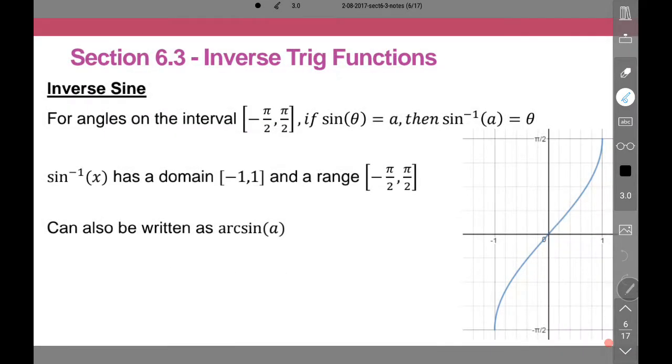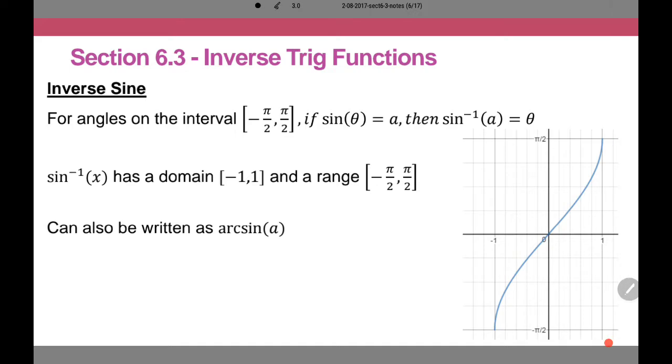So when we look at these, we need to look at a couple things. For angles in that interval for sine, between negative pi over 2 and positive pi over 2, if the sine of an angle theta is equal to a, then the inverse sine of a is equal to the angle theta. So the inverse sine function has a domain from -1 to +1, and the range is going to be from negative pi over 2 up to positive pi over 2. That means the interval that we restrict our domain to ends up being the range of our inverse sine function.